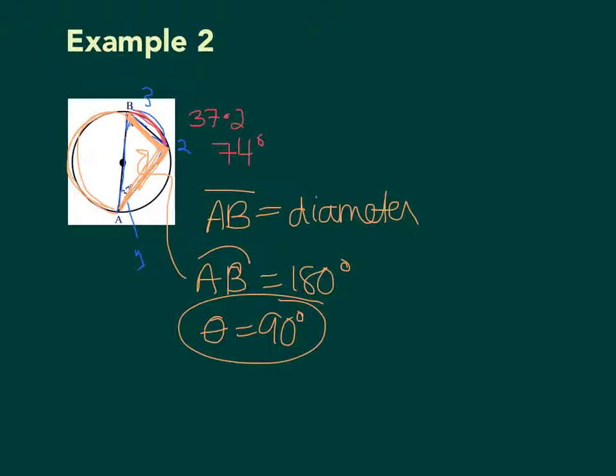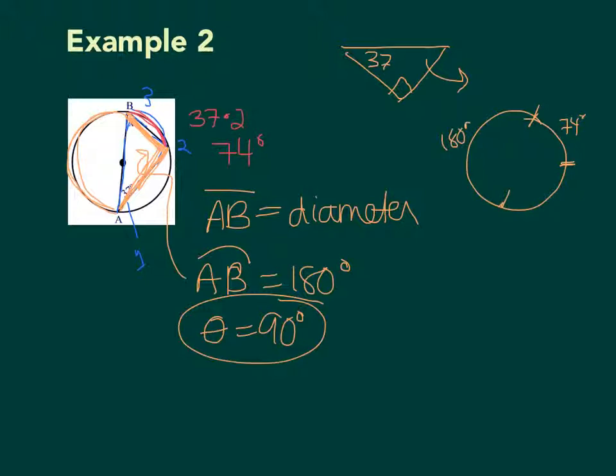Now there's a couple of ways we could solve this. We could now think that, oh hey, we have a right triangle with 37. I can just solve for this angle by subtracting everything from 180. Or I could think, oh, I have a full circle and I know this part is 74 and this part is 180. I could solve now for this part here. I'll call it X. Personally, I think the triangle is a little bit simpler.